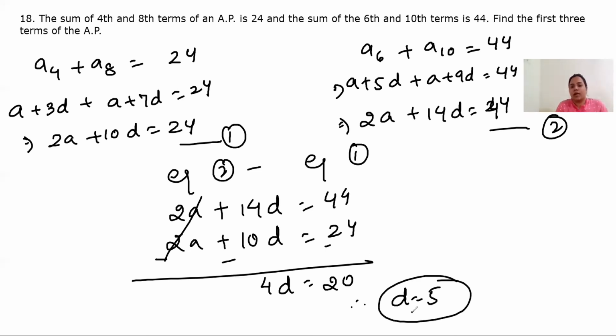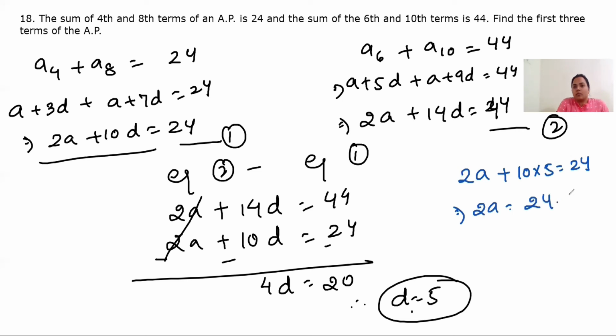So I substitute this value of D in this equation. So this equation will become 2A plus 10 into 5 is equal to 24. So 2A is equal to 24 minus 50. 2A is equal to minus 26. Therefore, A is equal to minus 13. So now I got A as minus 13, D as 5.